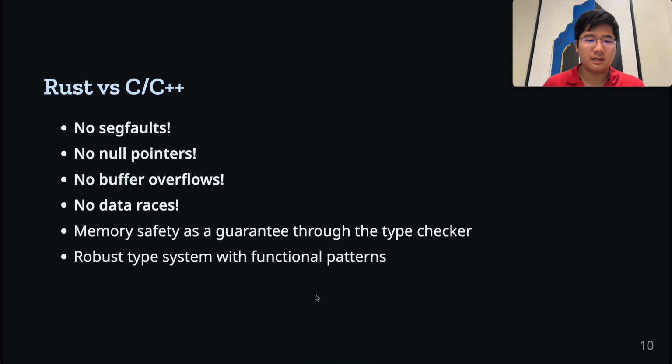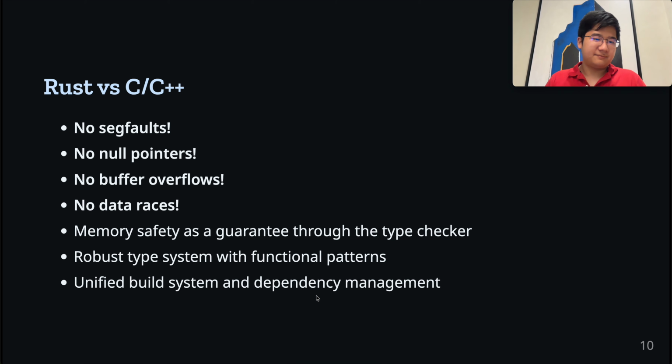So again, a robust type system with functional patterns. C and C++, while they do have a type system, if you can convert from one thing to another thing with no checks, then that is not a robust type system. Another thing, in Rust we have a unified build system and dependency management. If you've ever worked with C and C++ makefiles, personally I think it's a disaster compared to Rust and its dependency manager Cargo. We'll talk about that very, very soon.